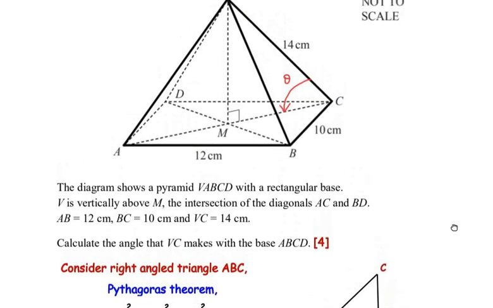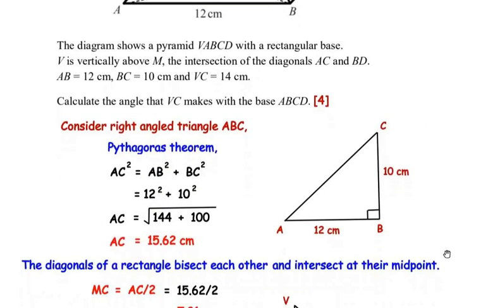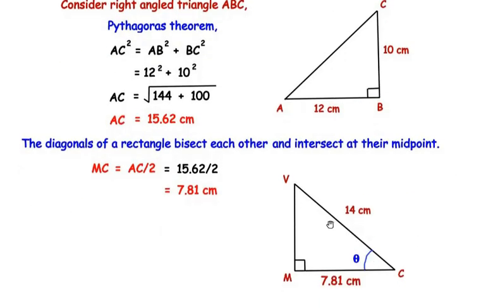Now, once we have got the length of MC, since we are trying to find out the angle that VC makes with the base ABCD, let us consider the right-angled triangle VMC. This is going to be a right-angled triangle because it has already been given to us in the figure. So here we have redrawn the right-angled triangle VMC for easy reference, where we have got the length of MC as 7.81 centimeter. The length of VC was given as 14 centimeter. And this is the angle we are trying to find out, that is the angle made by VC with the base ABCD. So let us call it theta.